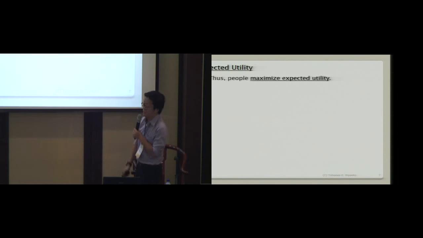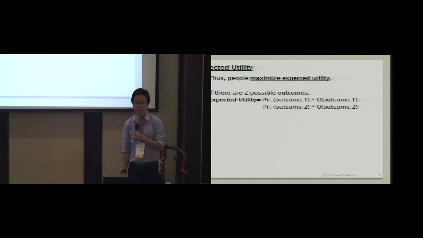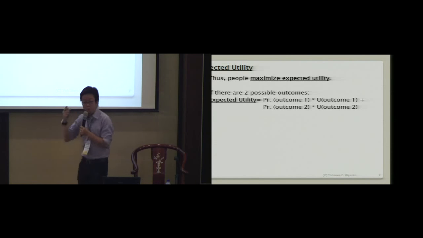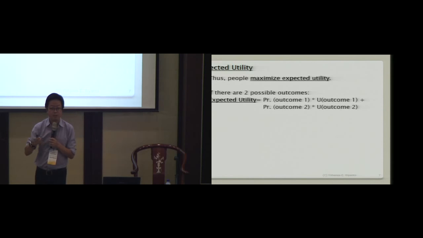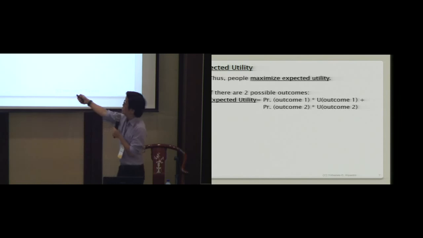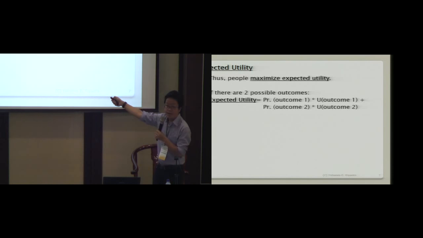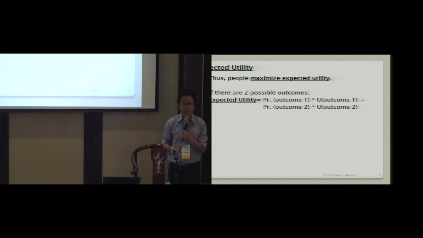We maximize expected utility. So suppose there are two possible outcomes, outcome 1, rains, outcome 2, no rains. The expected utility equals the probability that rain happens times the utility I derive when rain happens, the payoff in that situation. Same thing also for the second outcome. That is your expected utility.